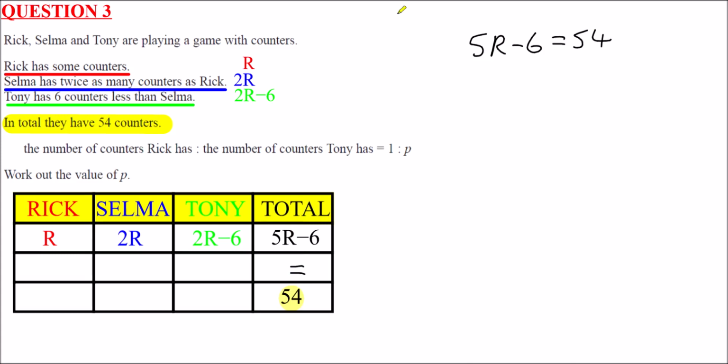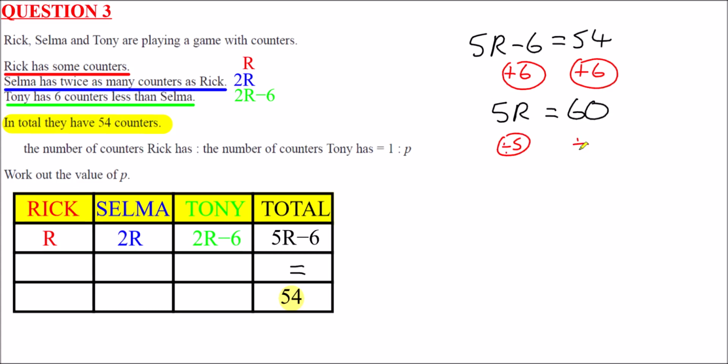The first step I'd suggest would be to get the 5R on its own by adding 6 to both sides. That gives us 5R equals 60. Then if we divide both sides by 5, R on its own will be 60 divided by 5, which is 12. So R must equal 12. Then we can plug these in.